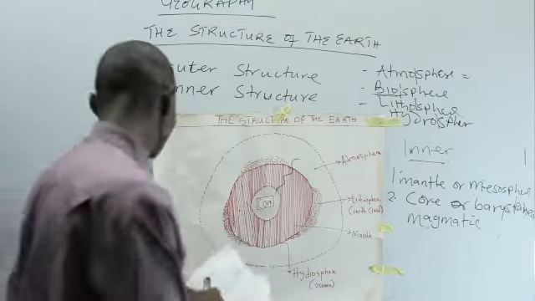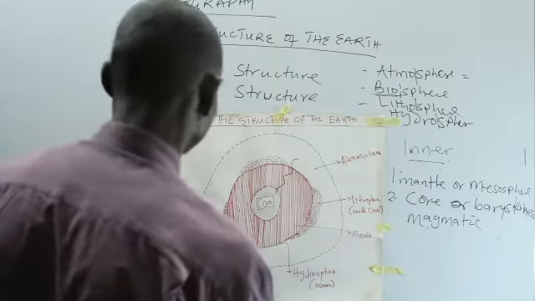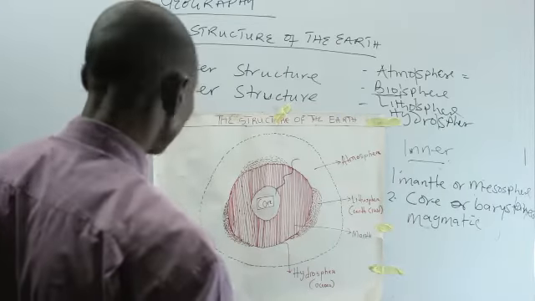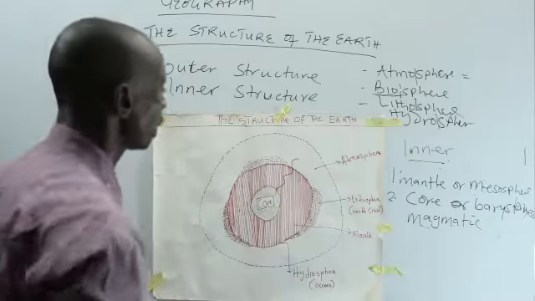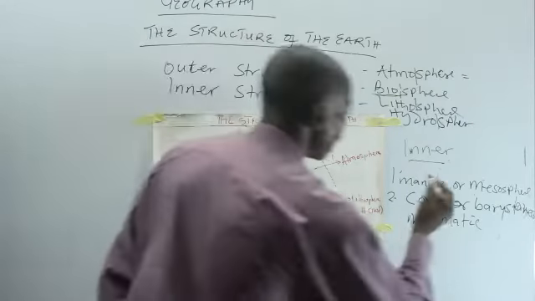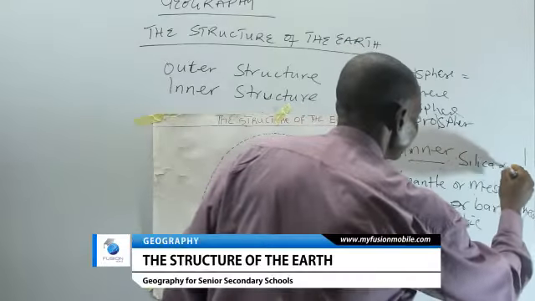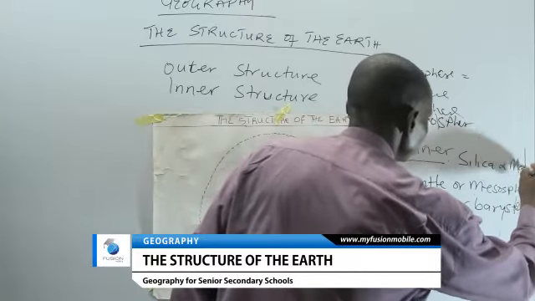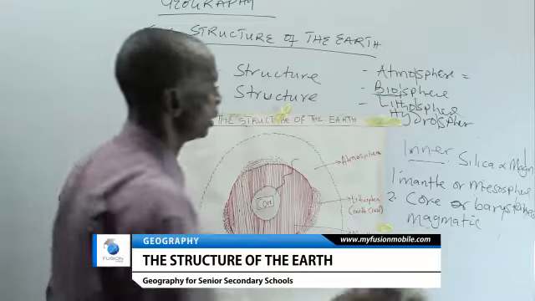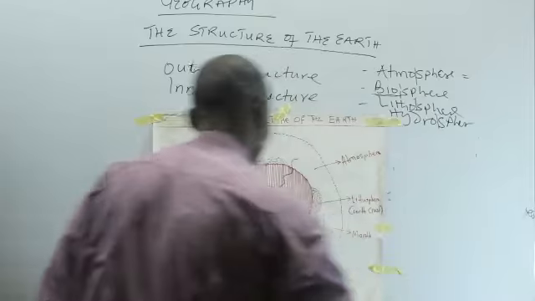Now we are going to look at what are the mineral components of this. When we talk about the crust here, it's made up of two mineral components. We have silica and magnesium. I don't know whether you can see it very well. Let me write it very well. We are talking about the lithosphere now.